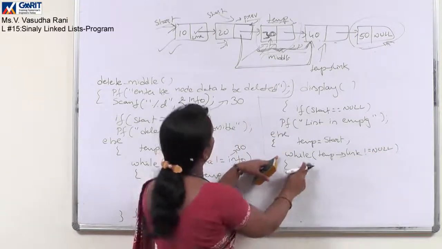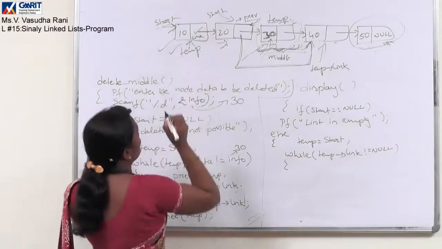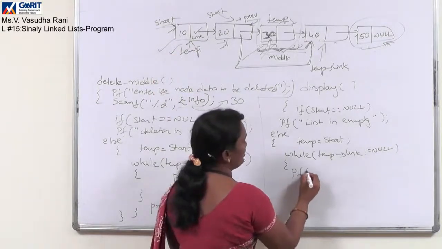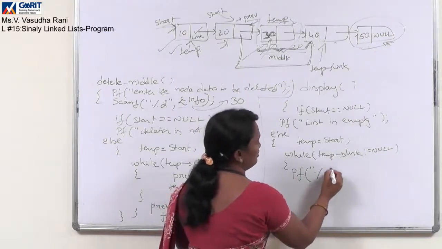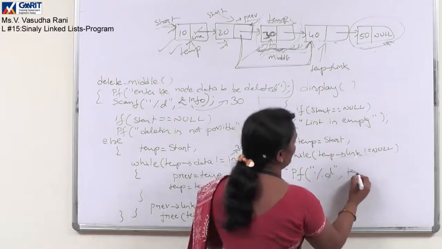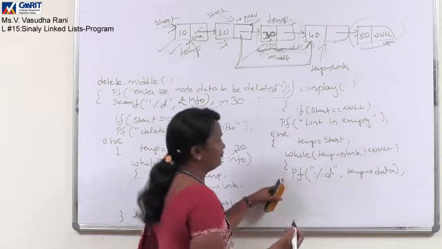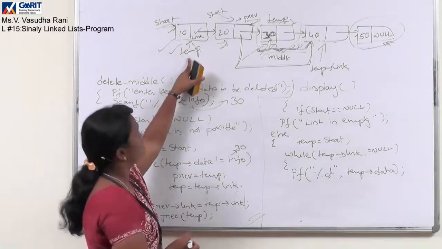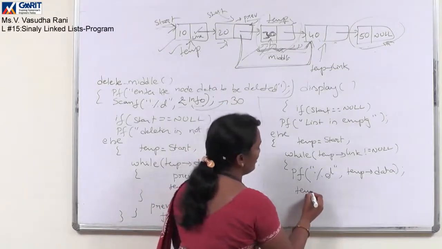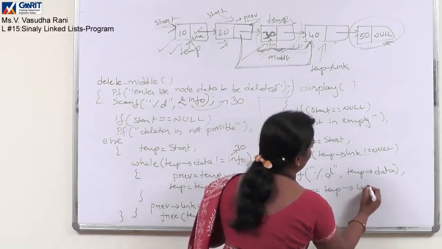Now currently this is our temp. So our temp data we have to display. So for displaying, we can use our printf statement, printf, and to be displayed is your temp's data. After displaying this particular node's data, you have to move to the next node. How do you move to the next node? By making temp equal to temp link.